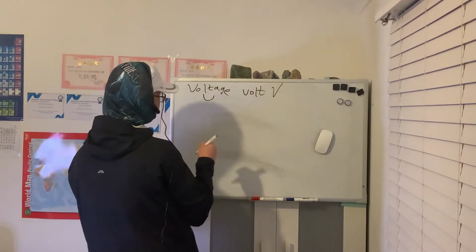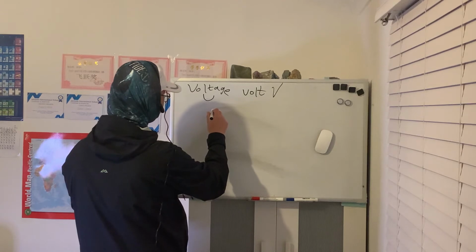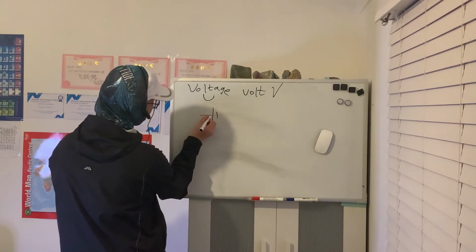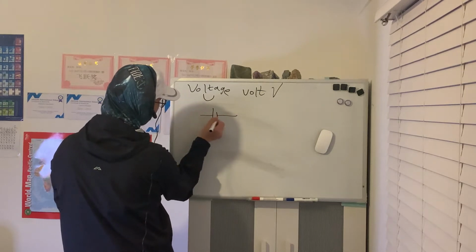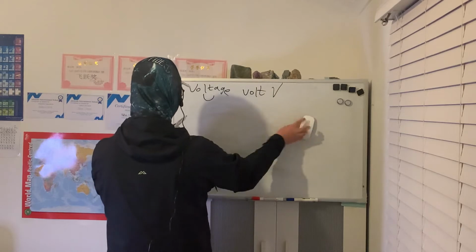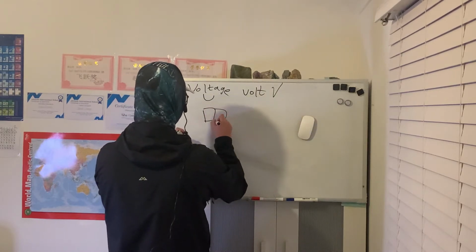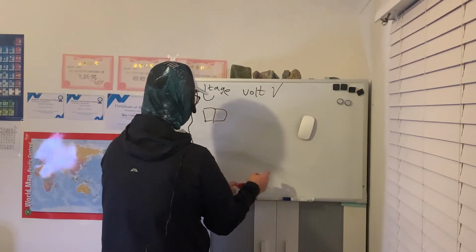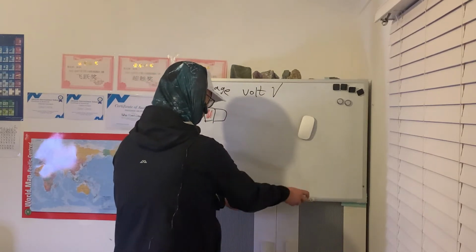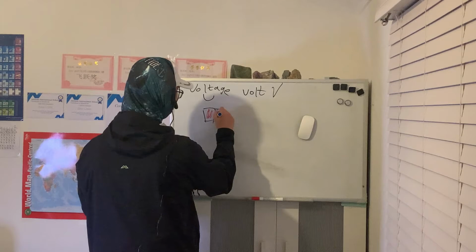What is voltage? Imagine this is a battery. This is the symbol of a battery. Like that, that's a wire. Imagine this is the positive end, the positive terminal, and the negative terminal.